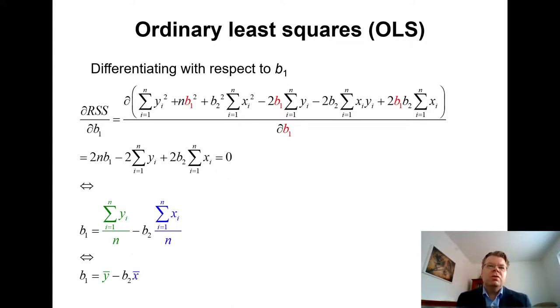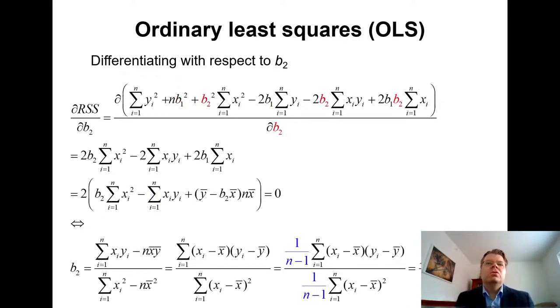So what about B2 then? How can we find this slope coefficient B2? The intercept also depends on the slope. So for that purpose, we need to consider the second partial derivative.